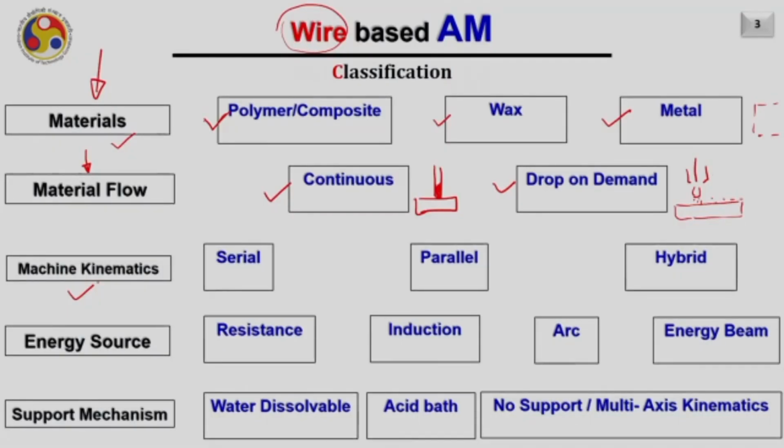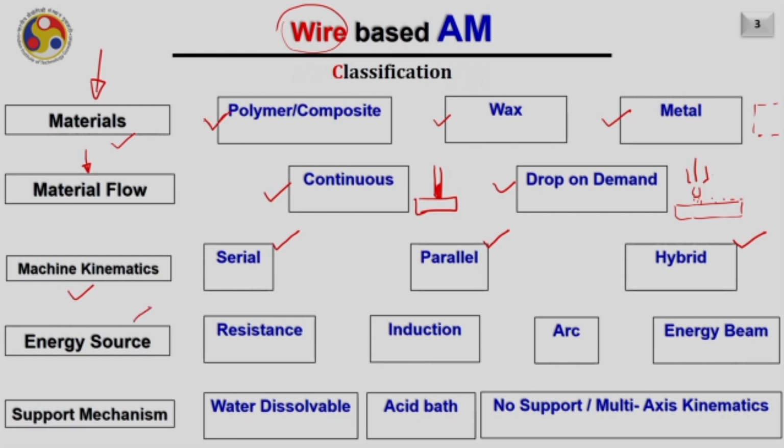Also, it has been found that the parts we create by the wire additive manufacturing are huge in size. Due to that, we use different types of kinematics to take advantage of the build envelope. So, the build kinematics or the machine kinematics can be in the form of serial kinematics, or it can be the parallel kinematics of the machine, or it can be a hybrid kinematics. I will consider an example for each.